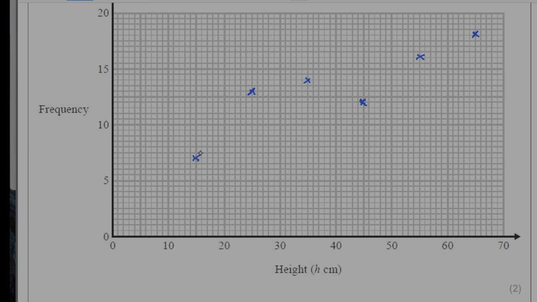Now I'm not going to join it to the origin. I should really use a ruler to join these points, but we should be joining them with straight lines.